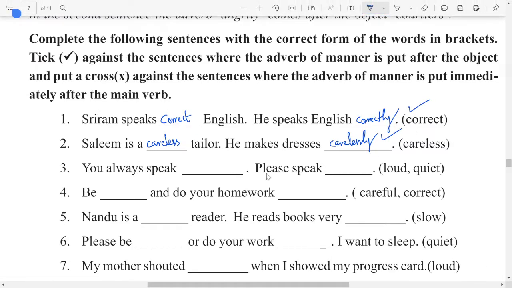Next, we always speak dash. You always speak loudly. Please speak. Loudly we can use here. Instead of loudly we can use quiet. So we have to go with quietly. You always speak quietly. Please speak loudly. Okay. Next.